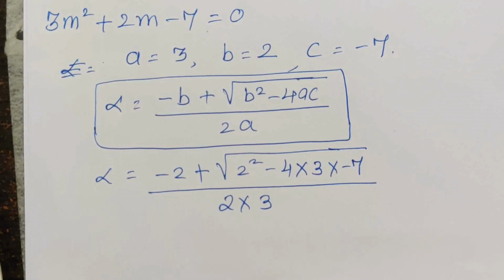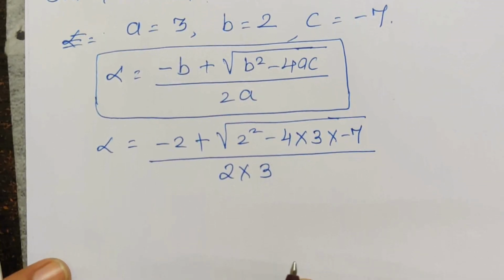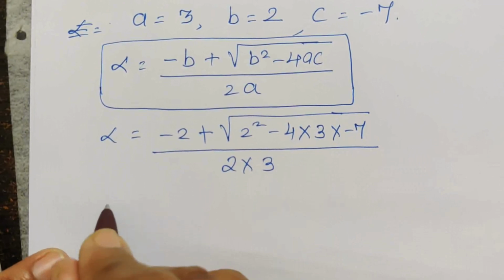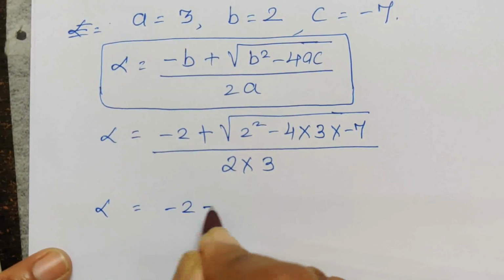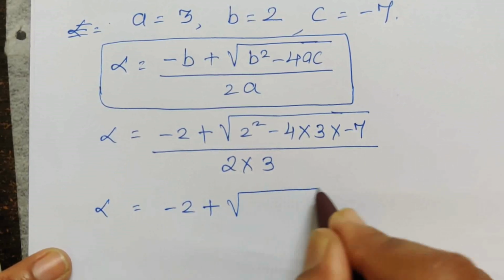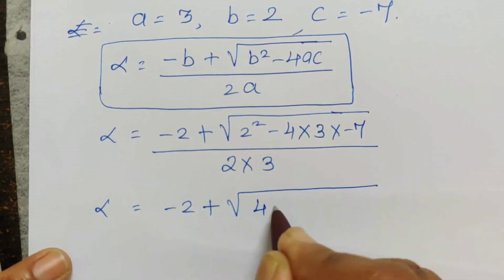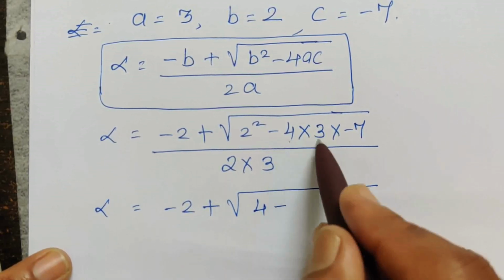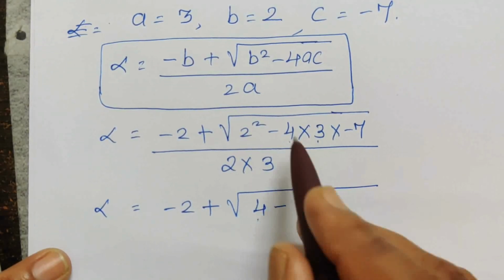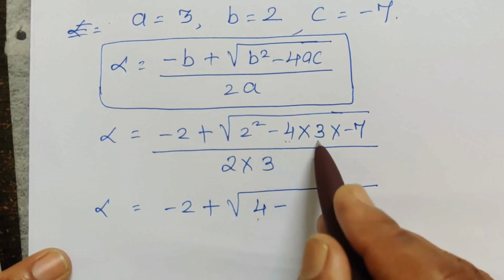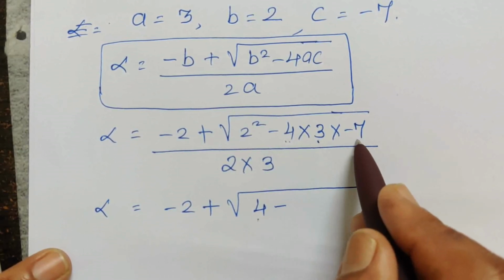So alpha equal to, when you solve it or calculate, see what you will get. Alpha is equal to minus 2 plus, now 4 3s are 12, that is minus 12. 2 square is 4. 4 3s are 12, that is minus 12. Minus 12 multiplied by minus 7.